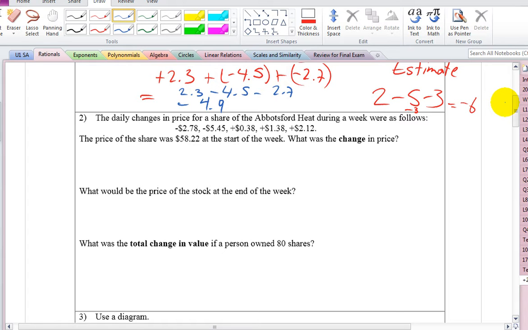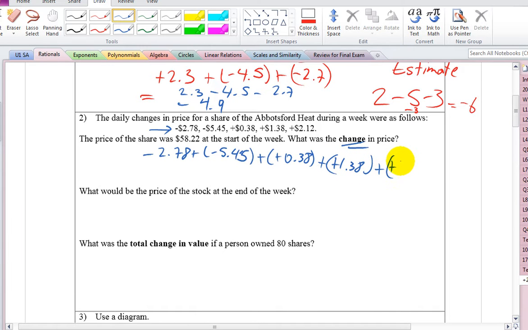The daily changes in price for a share of the Abbotsford Heat are as follows. Okay, the price of the share was $58 at the start. What was the change in price? Just like the first question. Here's your changes. You're going to add up the changes to see what the total change was. So negative 2.78 plus negative 5.45 plus positive 0.38 plus positive 1.38 plus positive 2.12. Correct your signs.